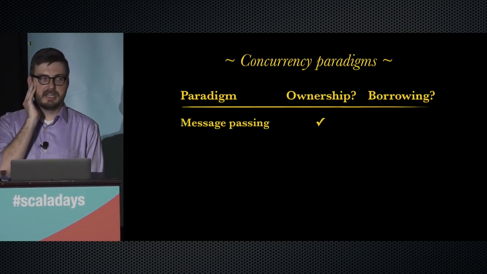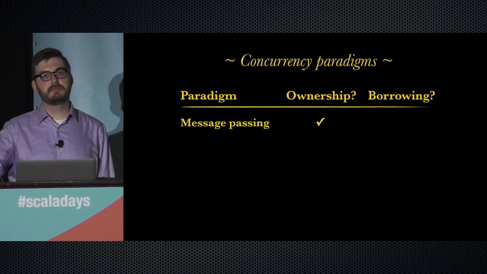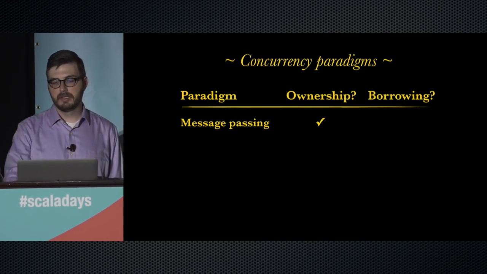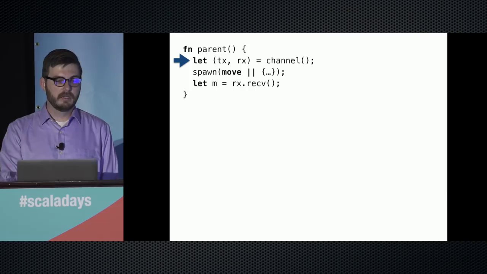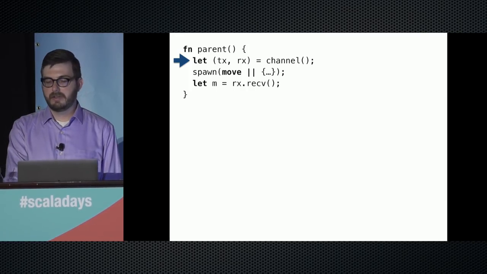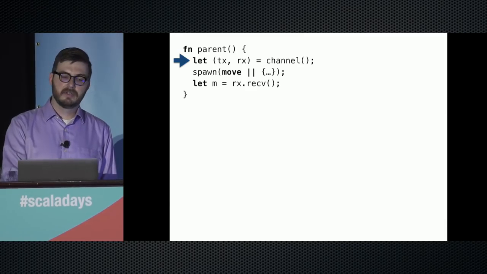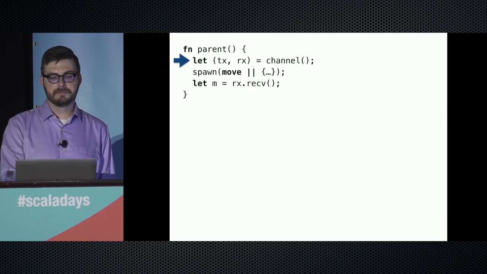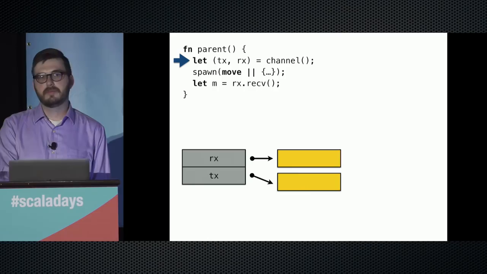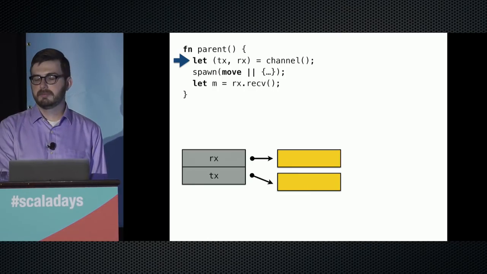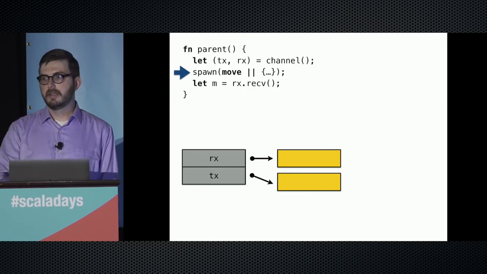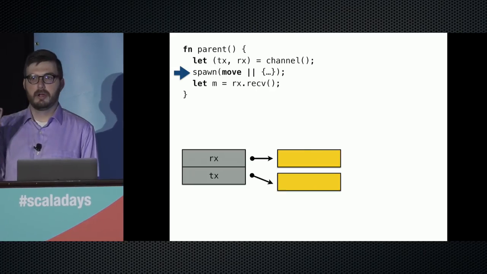OK, so we'll start with message passing. Message passing works purely through ownership. It's really simple. So we have a parent thread. It creates a channel. That channel has two ends, a transmit end and a receive end. OK, so now we've got those allocated on a stack. They point to some buffers on the heap. Great. Now, we're going to spawn a child thread.